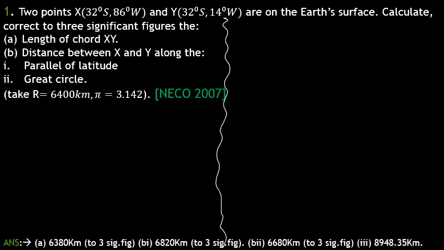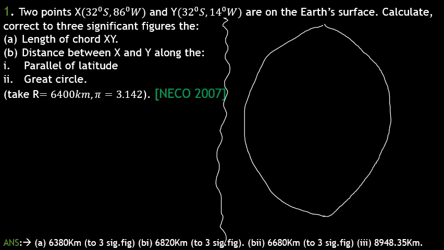Now, of course, the first thing to do is to draw the Earth as usual. I'm going to make it much bigger, like this. So here is our north, south, east, and of course west. Now, this is our equator and our prime meridian.